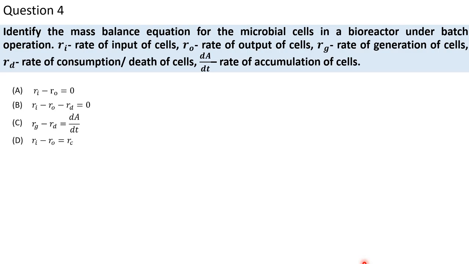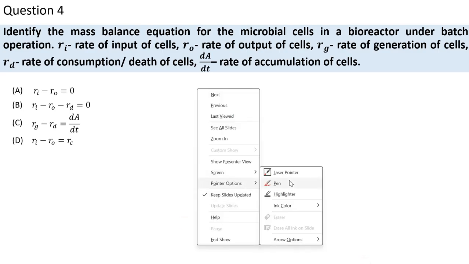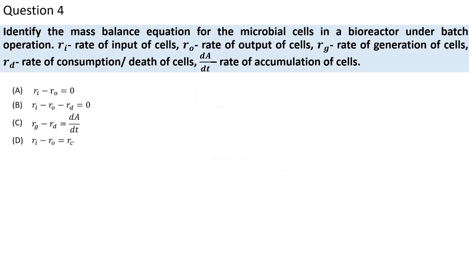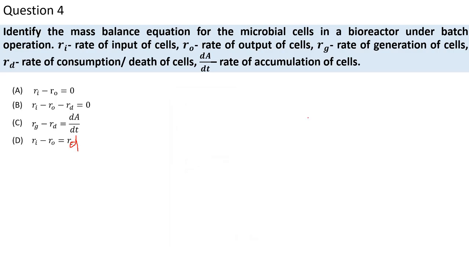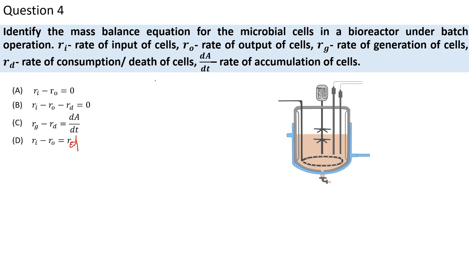Option D is Ri minus R naught is equal to Rc, and Rc and Rd are the same here, I guess. This is not Rc, this is Rd. I'm sorry for the confusion. Rate of consumption or rate of death. So this is Rd only. Yeah, we'll go further. We'll see first what is the given data.